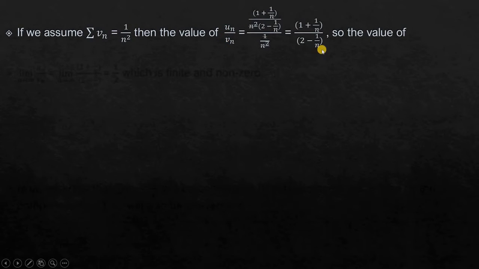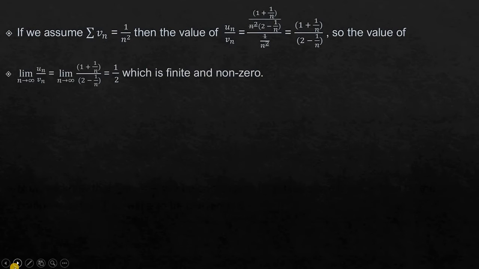After we take the ratio, that is Un upon Vn, we will be left with the fraction (1 plus 1 upon n) upon (2 minus 1 upon n). And when we plug this into the limit as n tends to infinity, we will be left with 1/2, which is a finite and non-zero number. Hence we can apply the comparison test here.